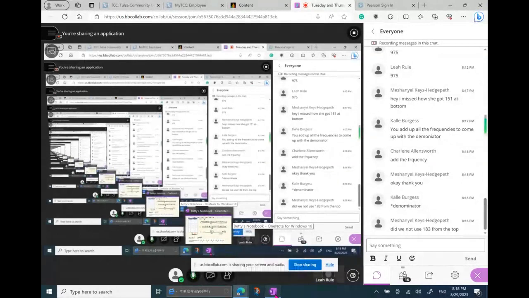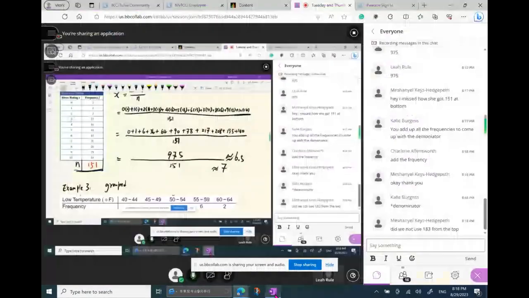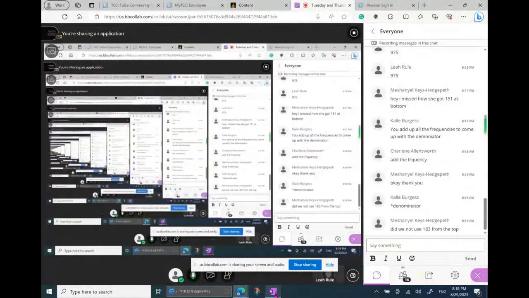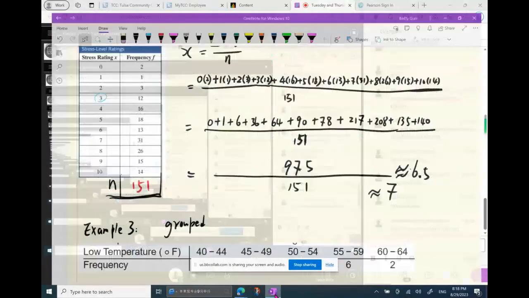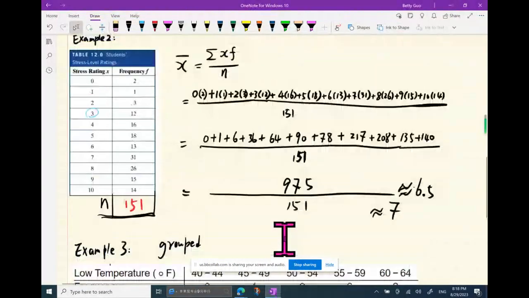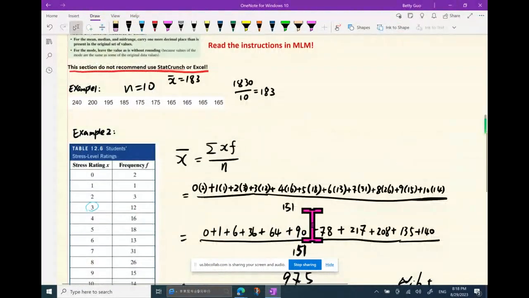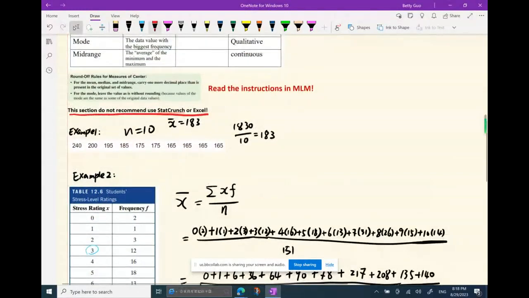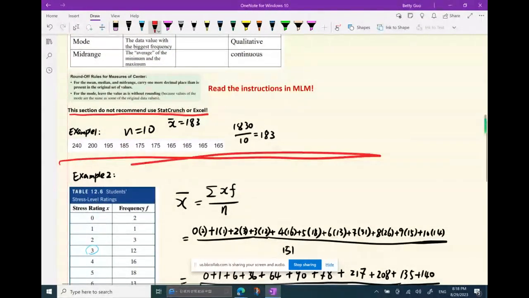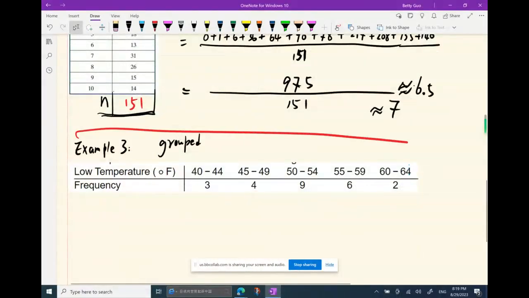Did we not use the 183 from the top? Where is the 183 from, when we first started? That's the first question. Okay, let me draw the line. That's example 1. And then I started example 2. And now actually I'm starting example 3.